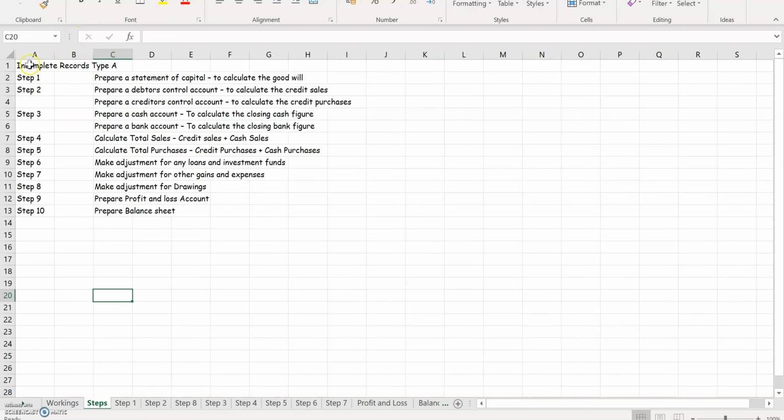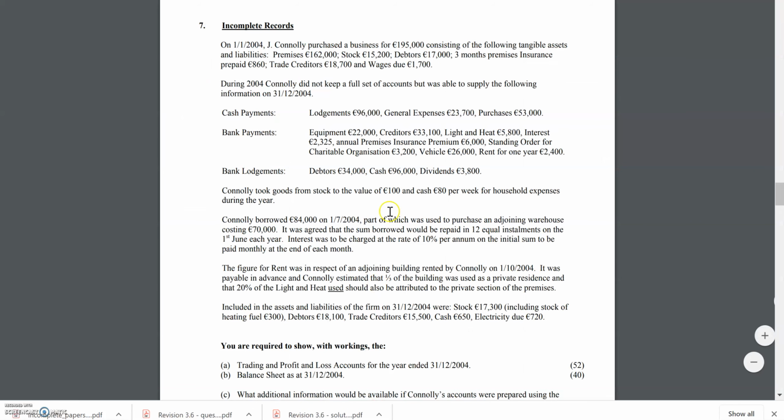So it's a nice question to get. If you get a type A, you should learn off the 10 steps and then do steps 1 to 10 as you answer the question. With this one here, I'm going to have a piece of information to start. You purchased a business for $195,000, consisting of the following tangible assets and liabilities.